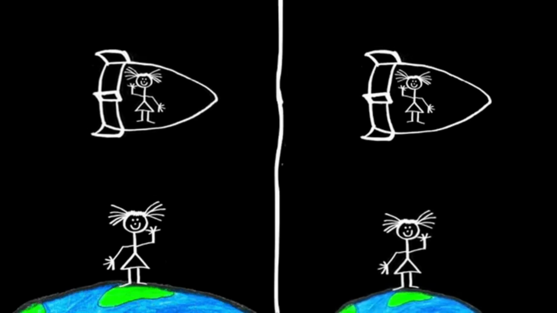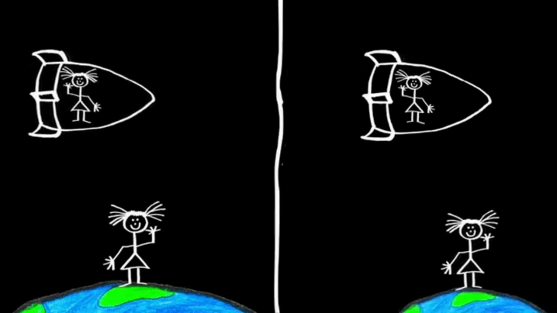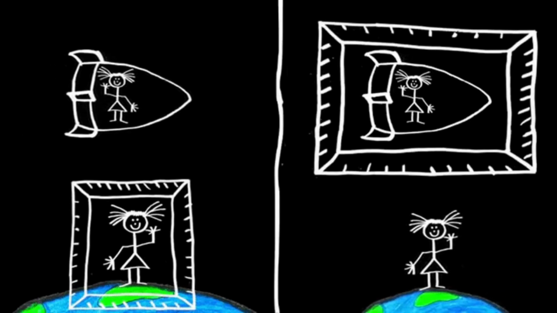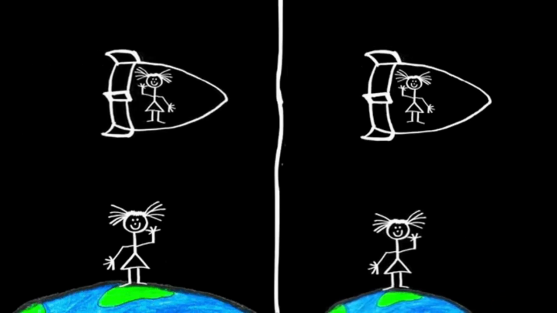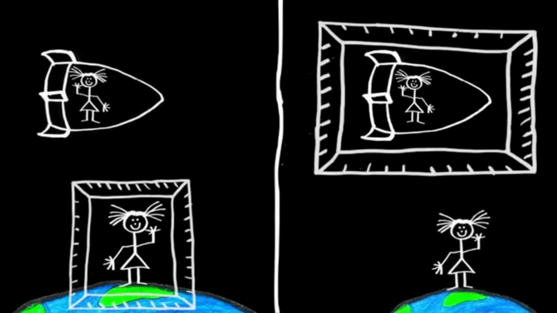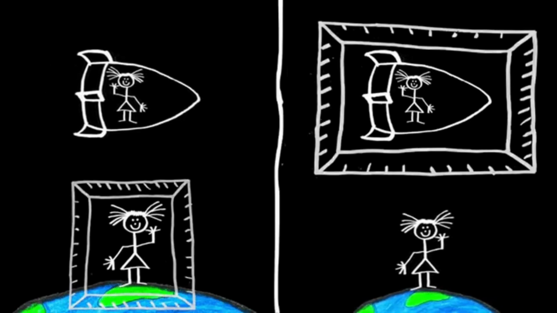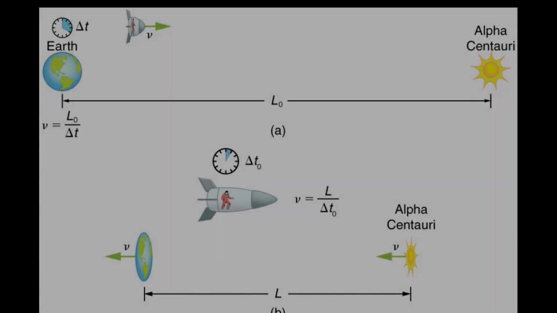One famous thought experiment illustrating this is the twin paradox. Imagine two identical twins, one on Earth and the other embarking on a space journey at near light speed. When the traveling twin returns, they find their twin on Earth has aged more.